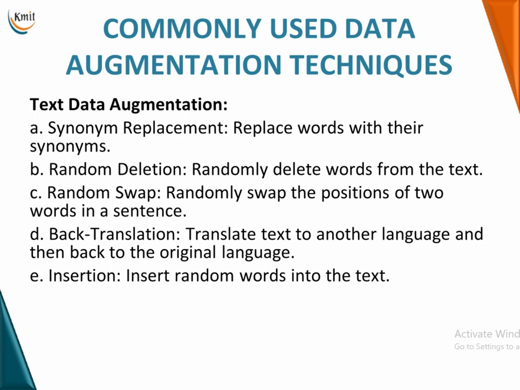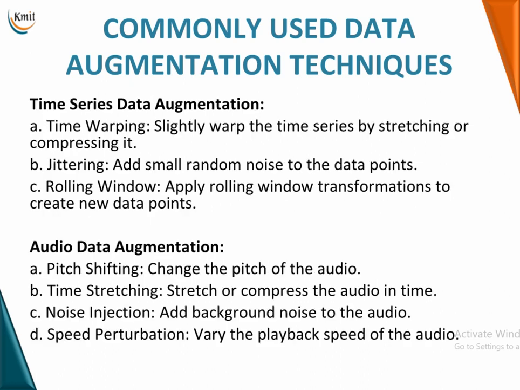Now what about text data? Inside text data augmentation, you can go for synonym replacement, wherein you replace a word with its synonyms, you can go for random deletions, you can go for swapping, you can go for back translation, that is translating a text into another language and then back to the original language. You can go for insertion. So these are all the ways wherein you can augment text data.